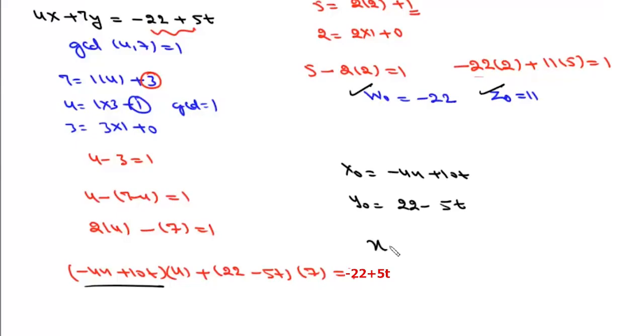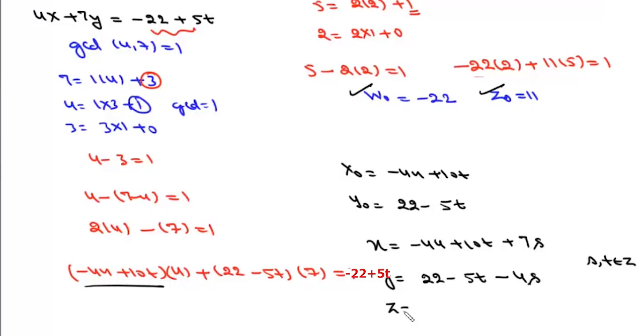Now here we can write the general solution. So it will be x0, which is minus 44 plus 10t, and plus b upon d. Now here b upon d is 7. So it will be plus 7s, and y will be 22 minus 5t minus a upon d. So it will be simply minus 4s, where s and t are integers, and we have already worked out z. z is 11 minus 2t. So this is the general integral solution to this equation.